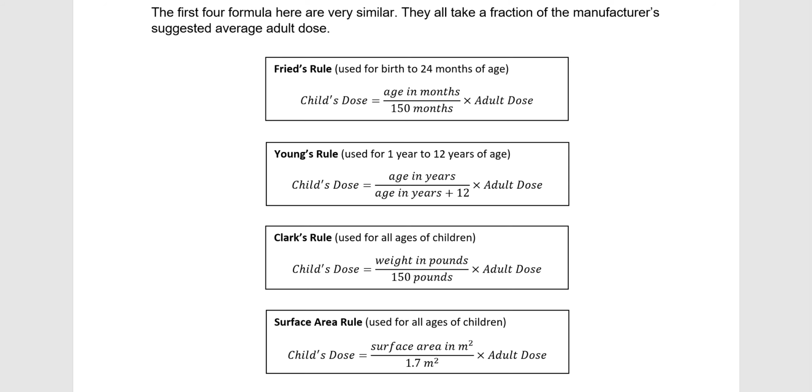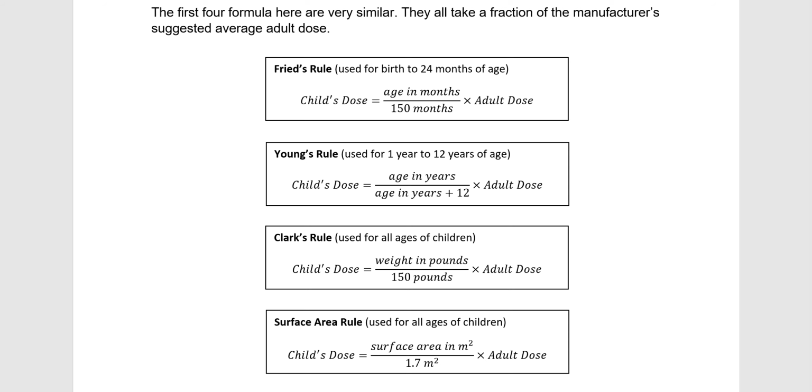And next is Clark's rule. Clark's rule is going to be used for all ages of children. The child's dose is going to equal the weight in pounds divided by 150 pounds times the adult dose. And lastly, we have the surface area rule, which once again is used for all ages of children. The child's dose is equal to the surface area in meters squared divided by 1.7 meters squared times the adult dose.